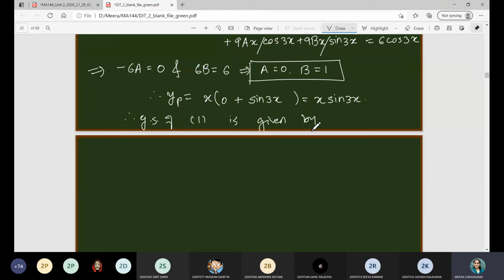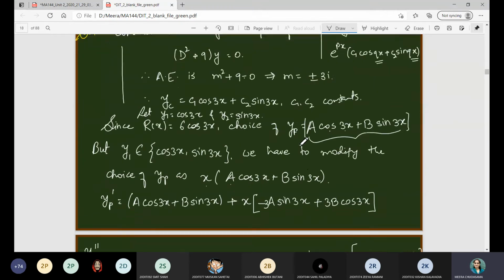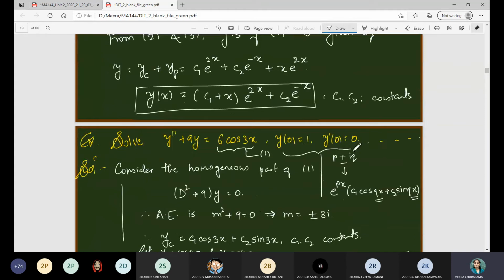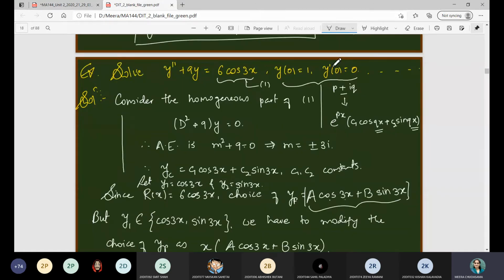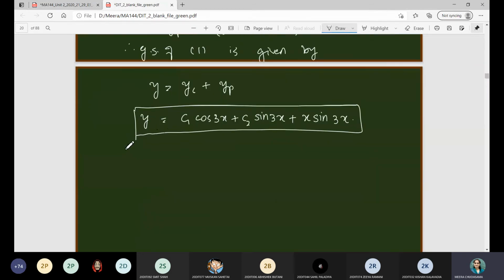And therefore general solution of 1 is given by y is equal to yc plus yp. तो yc क्या मिला था हमें? It is c1 cos 3x plus c2 sin 3x plus yp, that is x sin 3x. तो ये अभी आपको जनरल सॉल्यूशन मिला है, यहाँ पर एग्जाम्पल खत्म नहीं हुआ है, because we are also given the initial conditions, that is y of 0 is equal to 1 and y dash of 0 is 0. Before substituting these values, we need to consider the derivative of the general solution. Y dash की value चाहिए ना यहाँ पर, so we will first find out the derivative of it.